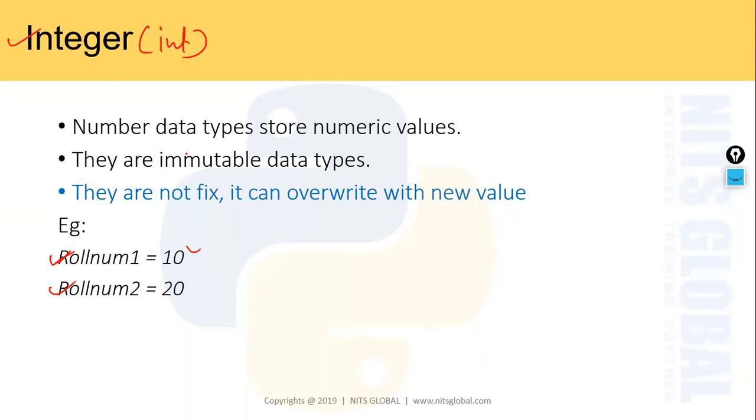They are often called integer or int, and they can be positive or negative whole numbers with no decimal point. I can store -10, I can store -20, but I cannot store 10.50 or 10.20. That is a decimal value, and it doesn't store decimal values. It supports both negative and positive values, but it doesn't support decimal values.